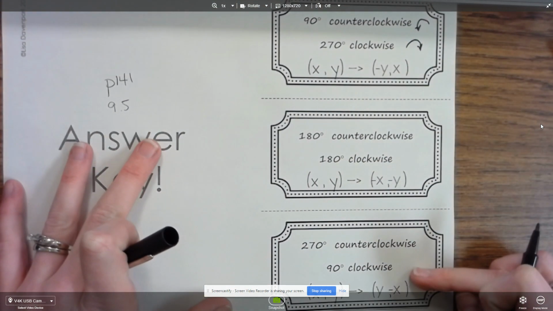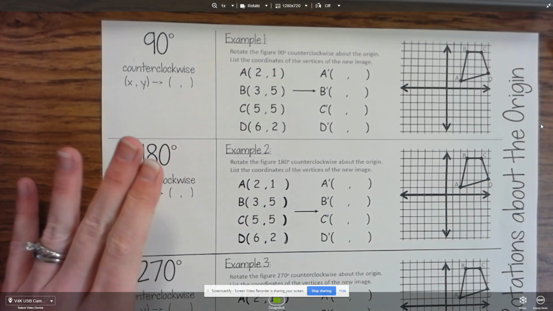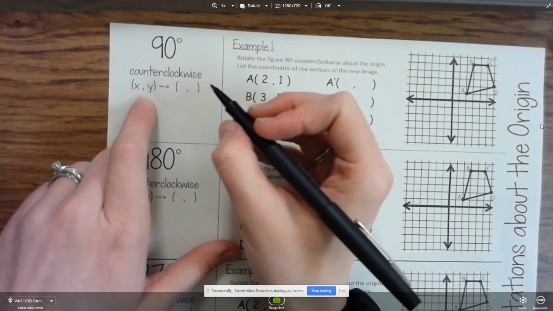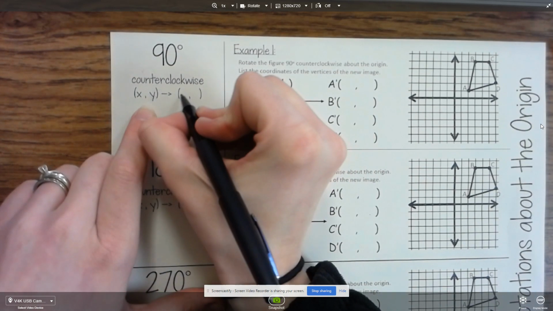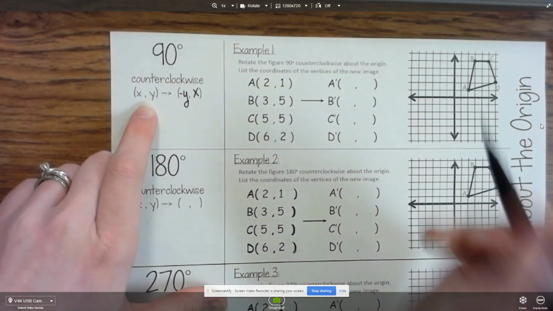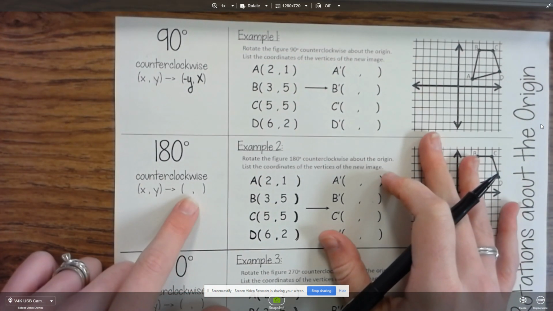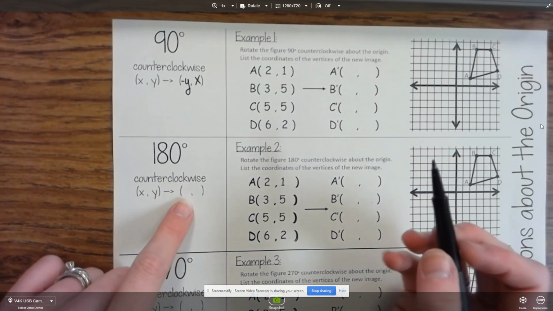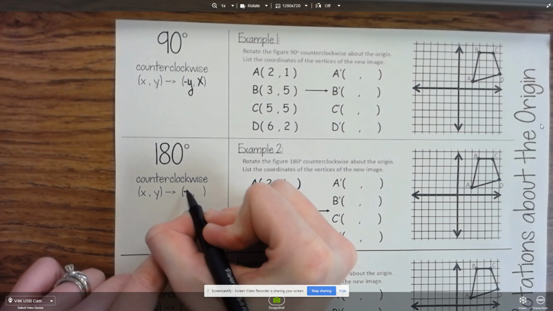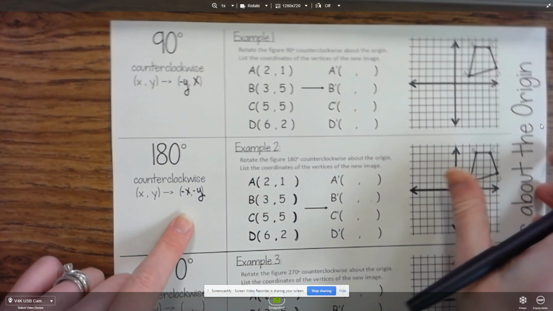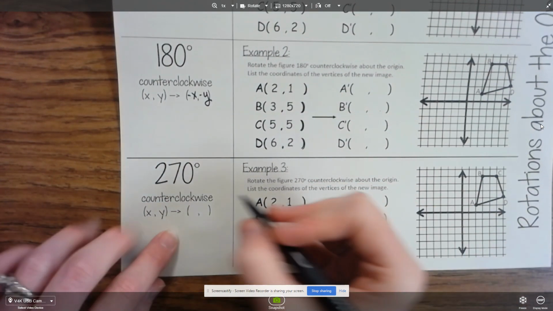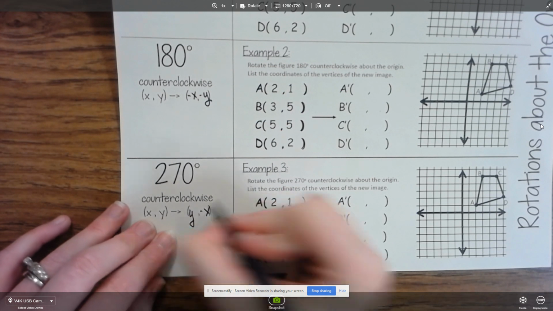And here on the front of this, you can see your rules for rotations. So here we're going to write them again. If we have a 90-degree counterclockwise turn, we're going to take x and y, and it's going to turn into negative y, comma x. If we have a 180-degree counterclockwise, and this is the same whether it's counterclockwise or clockwise, the rule stays the same. This one's going to be negative x, negative y. And then down here, if we do a 270-degree counterclockwise, we're going to do y, negative x.